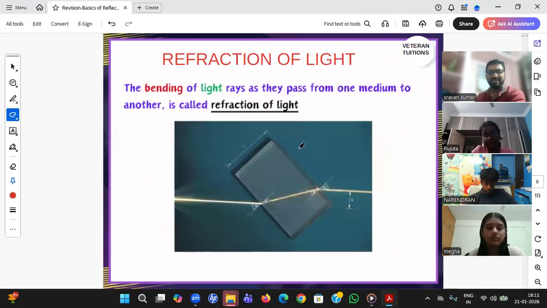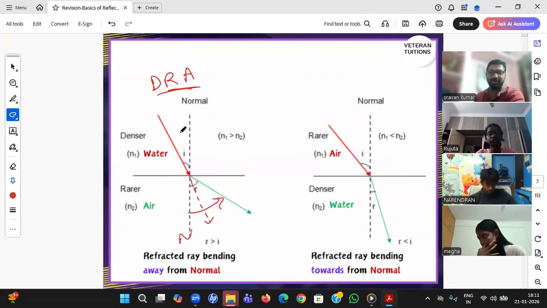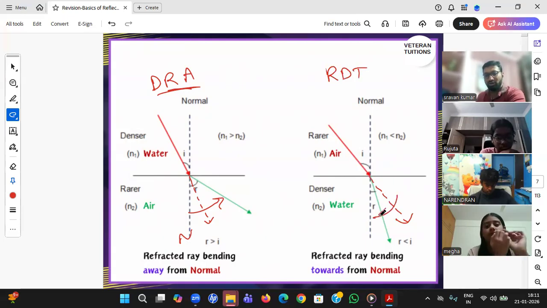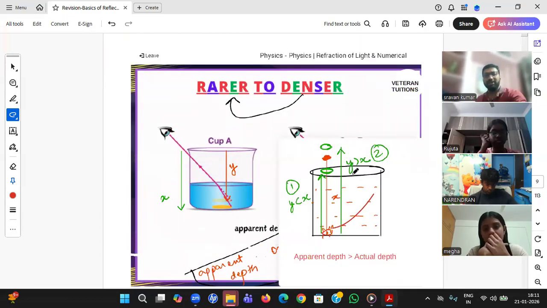What is refraction? It's just the bending of light. Just the bending of light is refraction of light. In refraction, we learned about two scenarios. Light can come from water to air, denser to rarer, moving away from the normal. It should have gone like this, but it is moving away from the normal. Another scenario, rarer to denser, moving towards the normal. It should have gone like this, but it is moving towards the normal. I asked you to remember these two scenarios. Remaining all questions, you just compare with these two activities, and you can give all the answers.